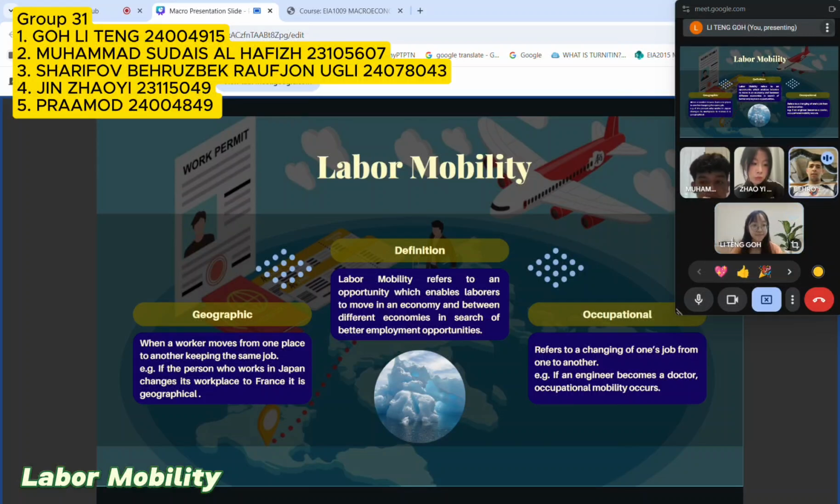Yeah, as Goldie said, labor mobility is the movement of laborers between different economies. And there are actually two types of labor mobility: geographic and occupational. What do you think, guys? What is the difference between them? I think geographical labor mobility is when a worker moves to another place to work. Yeah, exactly, keeping the same job. And what about the occupational one? It's like they change their job, right? Yeah, when the worker changes from one job to another, for example, a mechanic becomes a pilot.